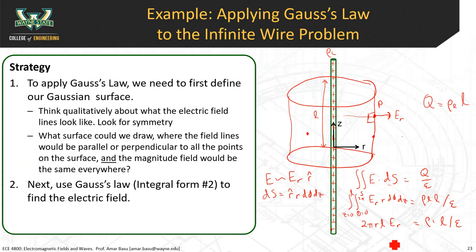And then you can just solve for the radial electric field, because these L's cancel, and you're left with rho L over 2 pi r epsilon. You can actually confirm that this is the same result that we got from doing it using the brute force approach, except we just did it in just a few lines. All right, so this is a good stopping point.